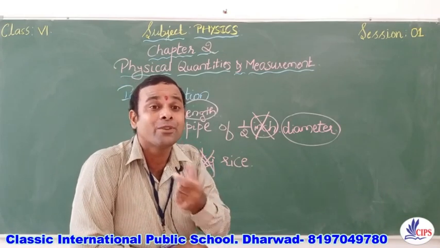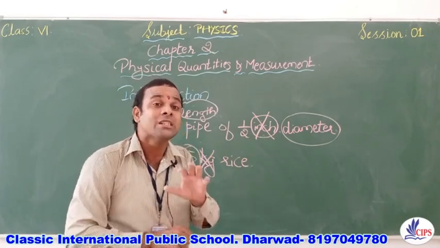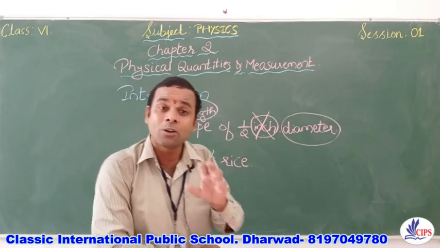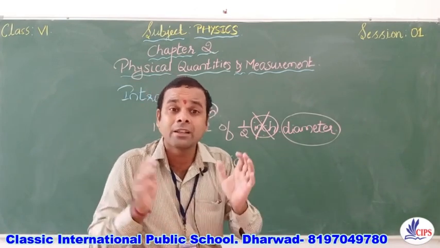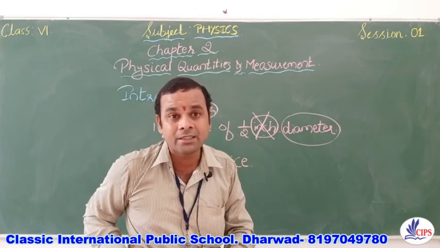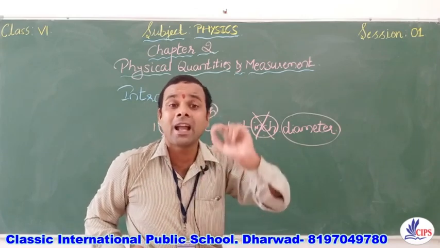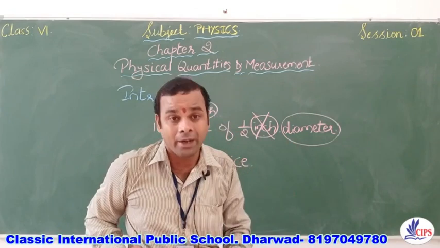So now what are physical quantities? Physical quantities are the quantities which can be measured. So you can measure those physical quantities. Those quantities can be measured and hence are called physical quantities.